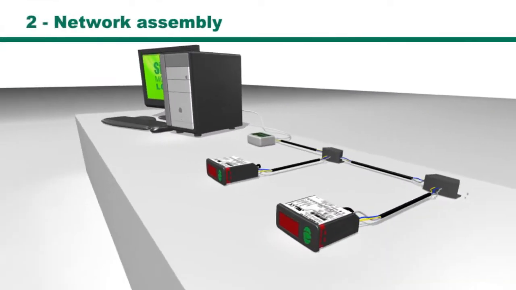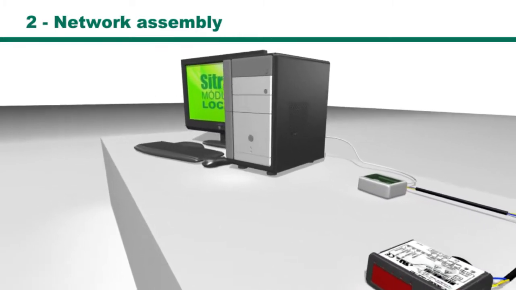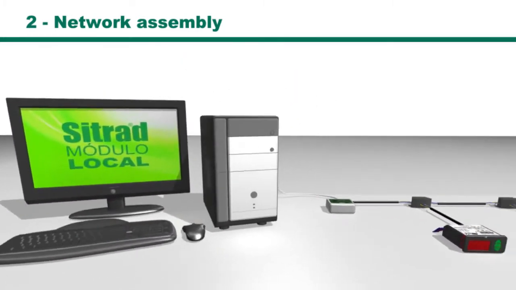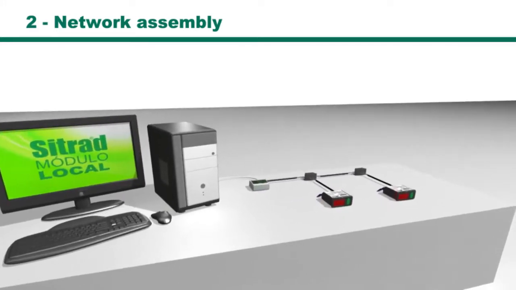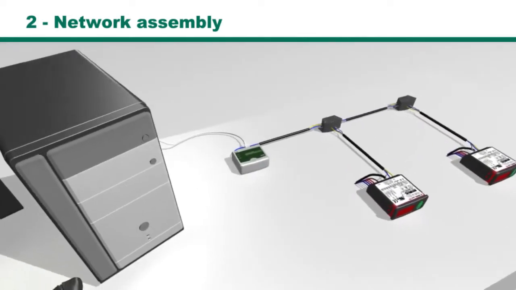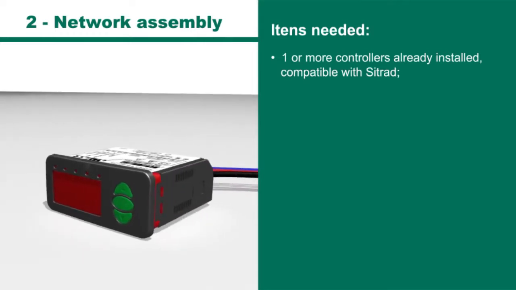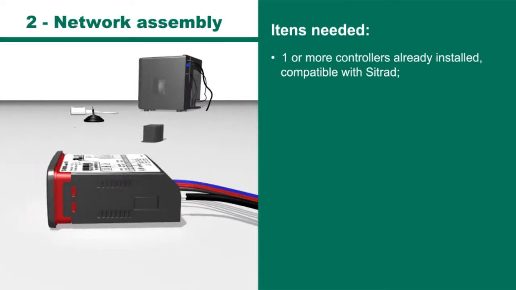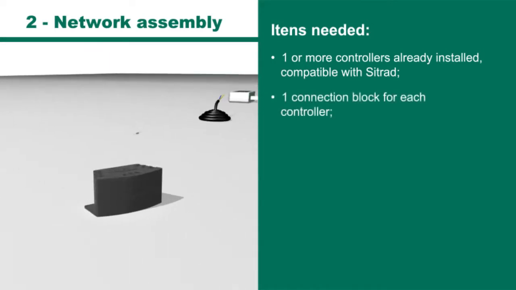Network assembly. We'll be assembling a standard RS485 network for Sitrad Local, installed on the computer where the converter interface Conv32, Conv256 or TCP485 is connected. To start, you will need to have one or more controllers already installed and compatible with Sitrad. See the updated list on the link in the video description.